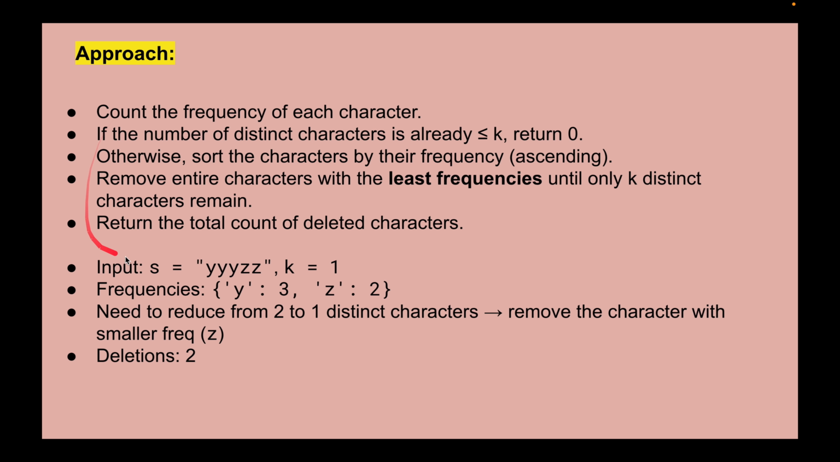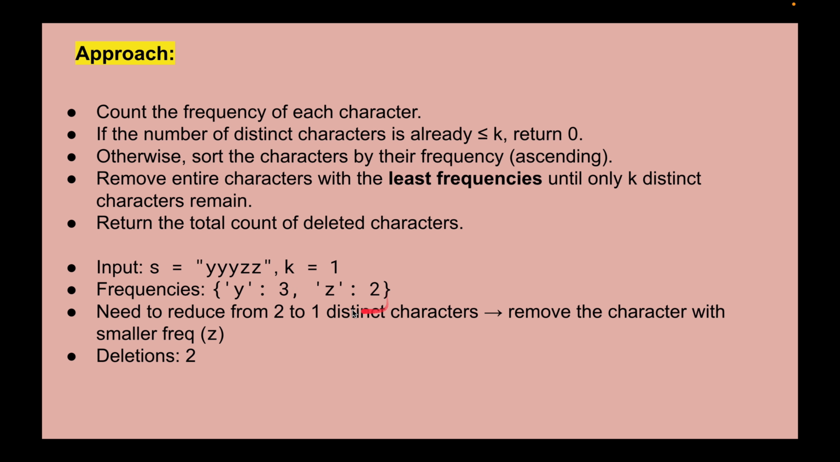So let's suppose, if we take the input s, will this approach fit or not? Say s is yyy and gg, and k equal to 1. So we have to count the frequency of each character. The frequency of y is 3, because it is coming 3 times. The frequency of g is 2. So we need to reduce the distinct characters from 2 to 1. We have to remove the character with the smaller frequency. We have to remove both of these g's. So how many deletions are required? Deletion required is 2.